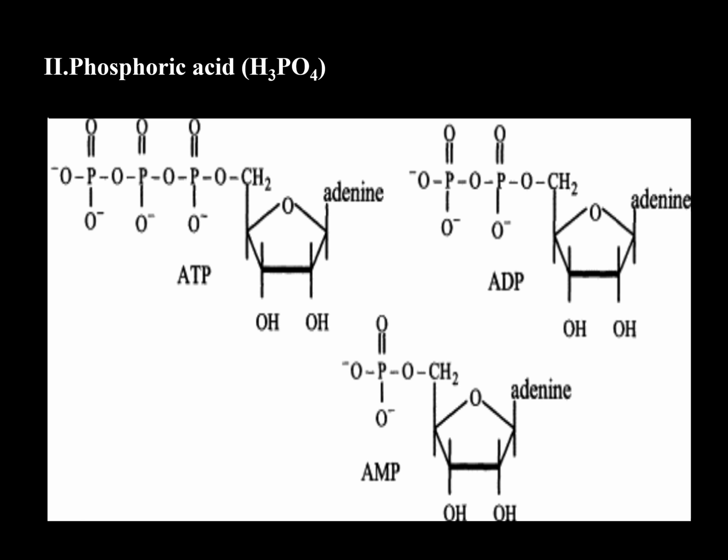Now we study the second compound, which is phosphoric acid, written as H3PO4. The phosphate group is very important because it links nucleotides together. When one nucleotide is connected to another nucleotide, the connection happens through the phosphate group. The phosphate group also gives nucleic acids their acidic nature and gives negative charge to DNA and RNA. That is why nucleic acids behave as acidic molecules.